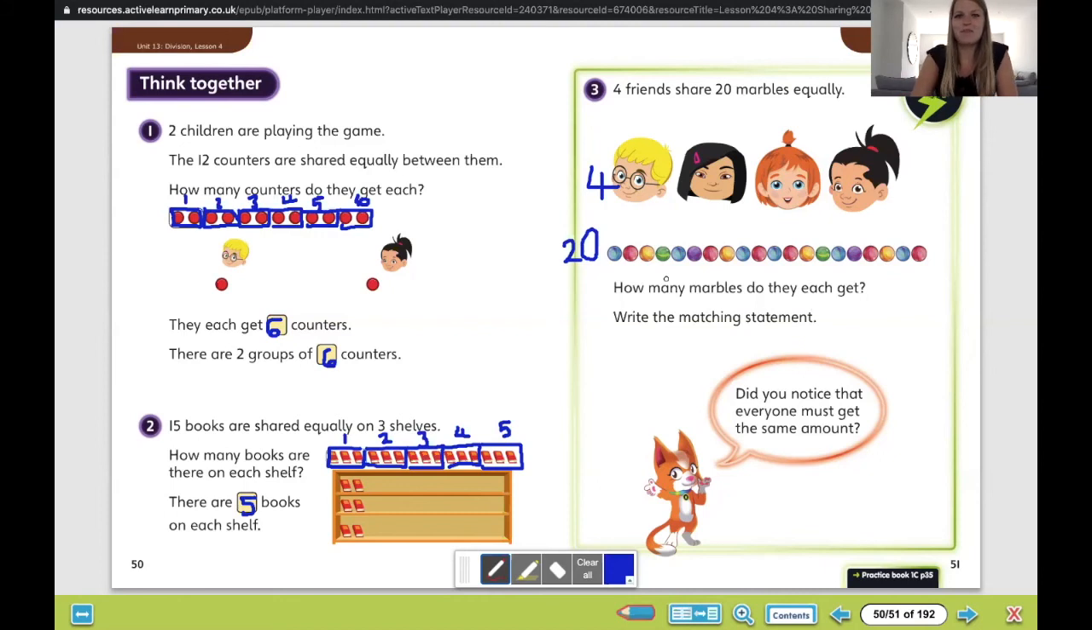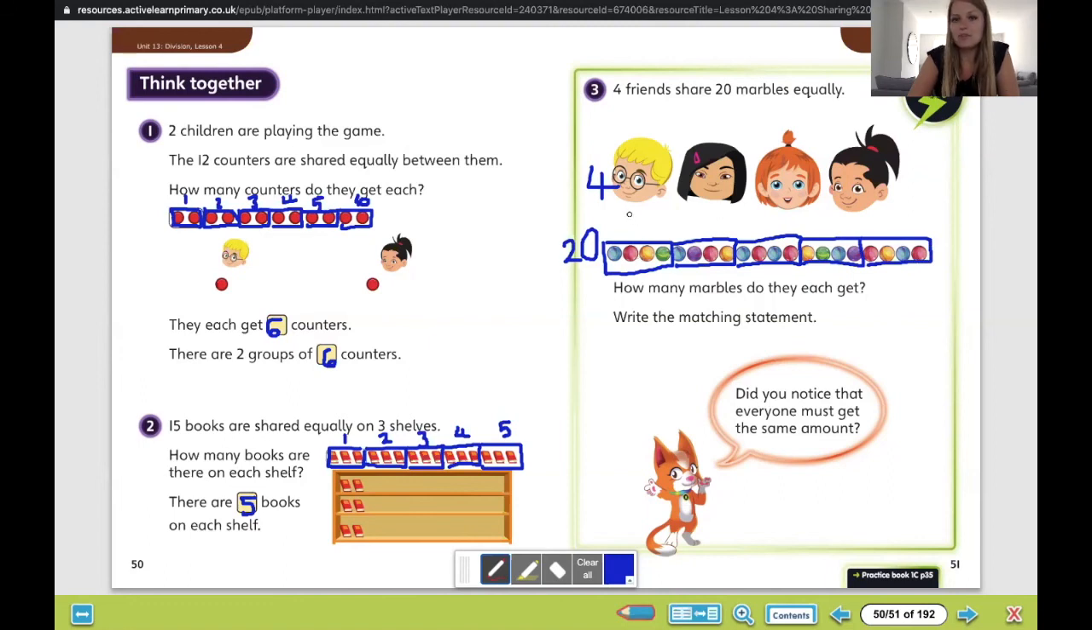You're right, there'll be 4. So that's a group of 4. That's a group of 4. That's a group of 4. That's a group of 4. And that's a group of 4. Brilliant. So how many marbles will they each get?